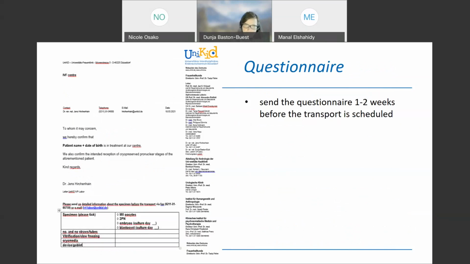So we've also got a questionnaire in case we import samples. And these are nearly the same questions. So first of all, it's the acceptance of the specimen by the patients, and then we ask to give us more information: which specimen is going to be imported, the number, the procedure, the cryomedia, and the device or goblet that was used.